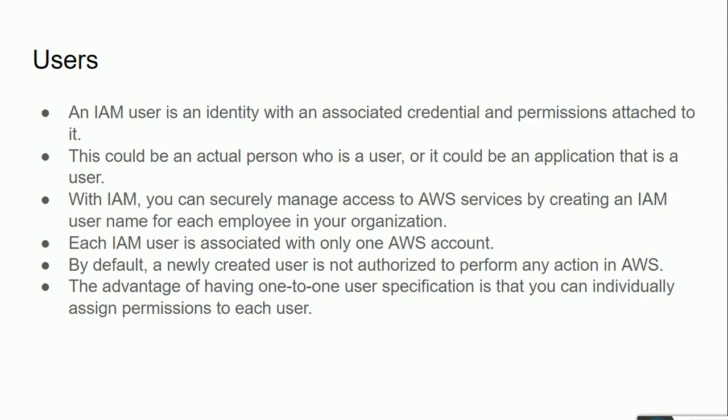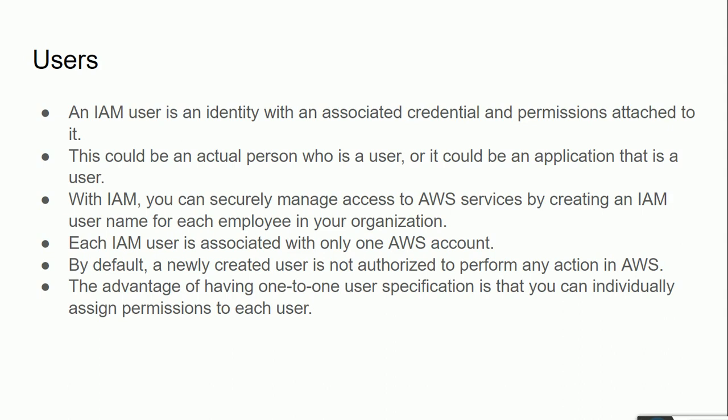With IAM, you can securely manage access to AWS services by creating an IAM user for each employee in your organization. Simply, as I said earlier, according to the user's profile, or we can say the role of the user, we can create an IAM user and provide those permissions to each user. By default, a newly created user is not authorized to perform any action in AWS. If I simply create a user, that doesn't mean the user has full rights or specific content access.